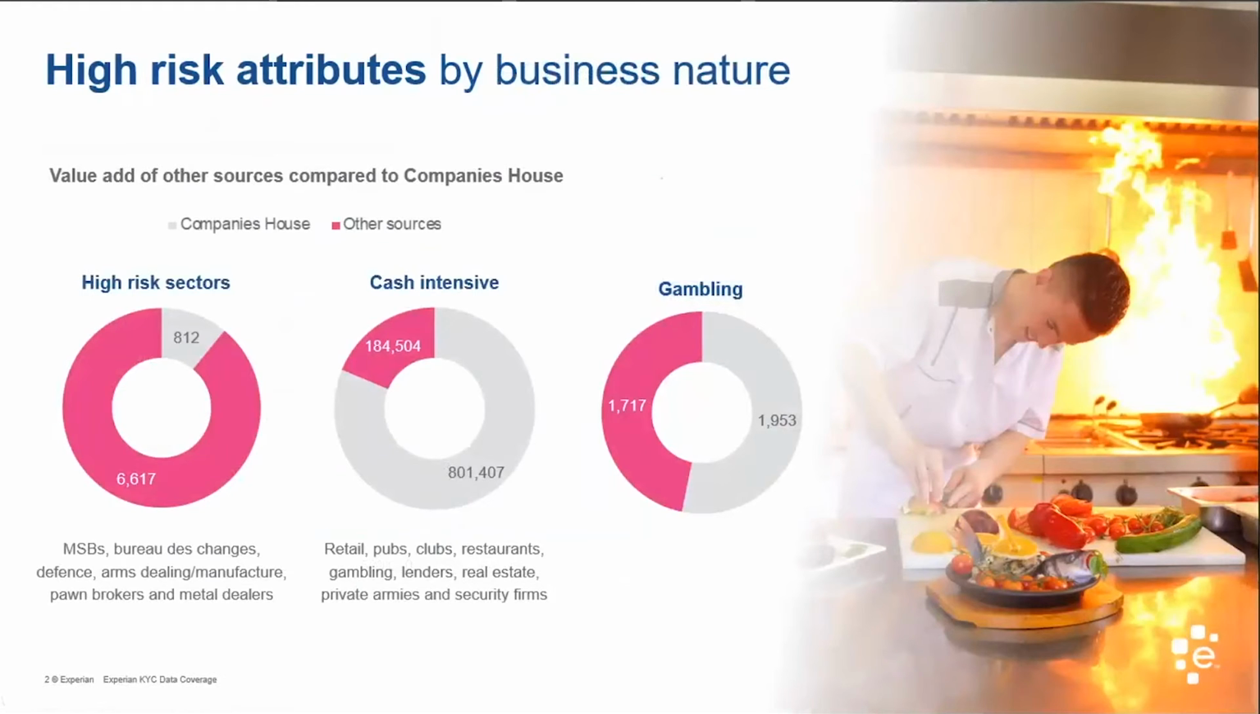High-risk sectors we would define, and actually the regs define, as being those businesses that are involved in MSBs, Bureau de Change, defence, arms dealings, pawnbrokers. And what this left slide really nicely illustrates is if you rely solely on Companies House, you really are limiting your ability to identify where these high-risk businesses exist. And actually, it's only by leveraging the satellite sources that we've got available that you really do see a marked increase, over 90%, in terms of your ability to identify those businesses that are associated with these high-risk sectors.